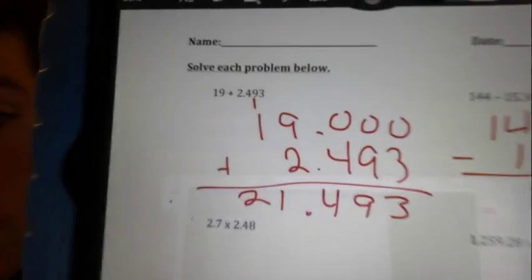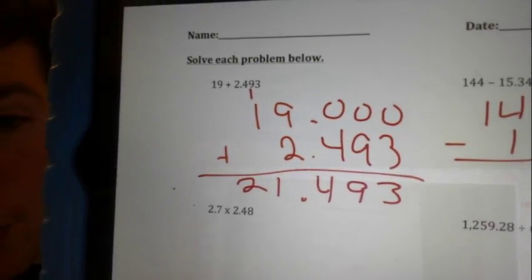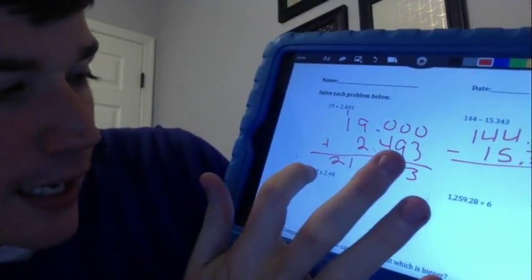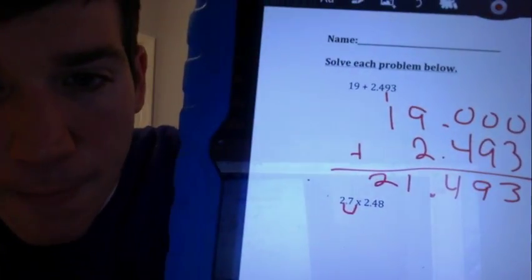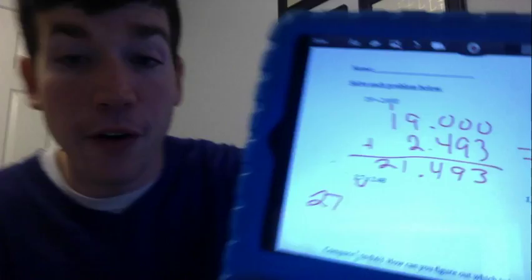All right, moving on. We have 2 and 7 tenths times 2 and 48 hundredths. One thing we did a lot in class, keep in mind, is that a really quick way to multiply decimals is by getting rid of the decimal completely. If I take the number 2 and 7 tenths and move the decimal over one time, now we have the number 27. What I'm actually doing when I move that decimal over one time is taking 2 and 7 tenths and multiplying it by 10.